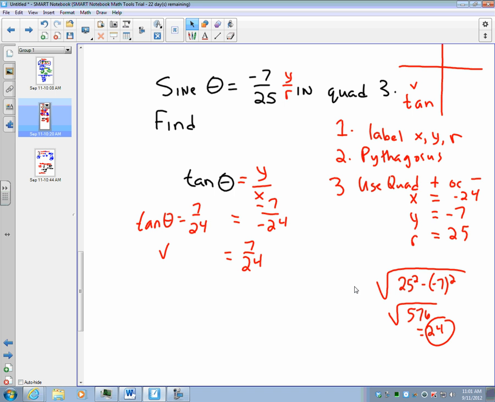Anyway, so now you've done that. Step one is to label X, Y, and R. And you can do it here, and you can do it here. Step two is to use this. And then step three is to label the ratios positive or negative by the quadrants.